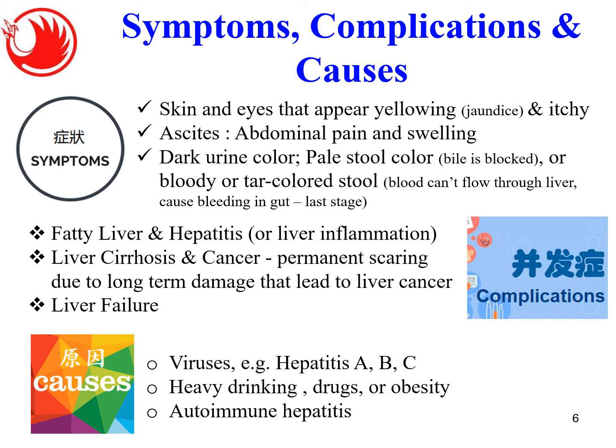With the awareness of the above symptoms, now we need to understand the complications of liver disease. As a result of chronic inflammation in the liver, the complications will be fatty liver and hepatitis. The liver has permanent scarring due to long-term damage. It may end up having liver cancer or liver failure, which is irreversible.